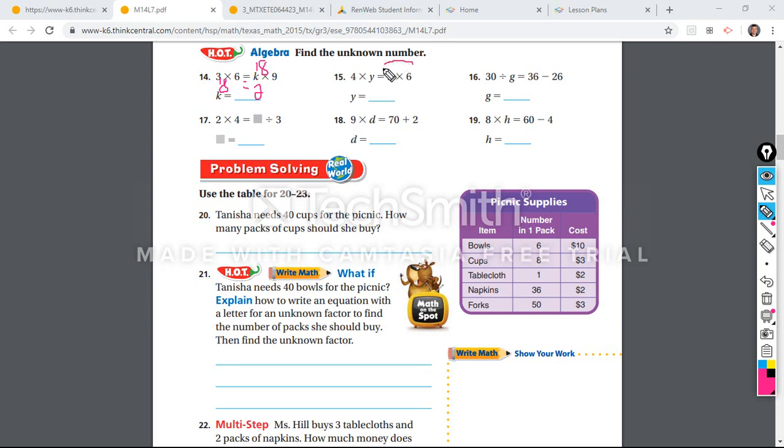First, let's figure out this one here. Figure out the product there. What is it? 12. Good. So I need to make this part of the equation equal 12. So 4 times what equals 12? Very good. Yes, 3. Y'all are doing great. Again, figure out this part first. 36 minus 26 equals 10. Good. So now I need to make this part of the sentence true. 30 divided by what equals 10? Well, it'd be 3, right? 30 divided by 3 equals 10.